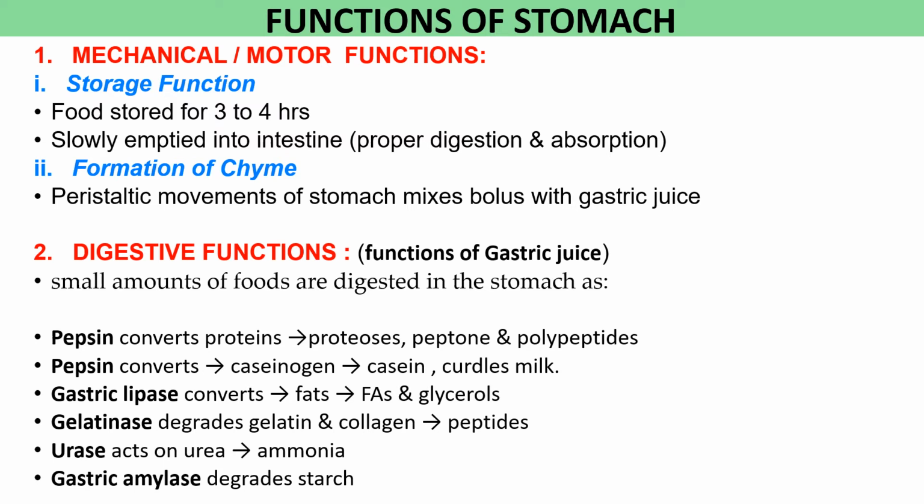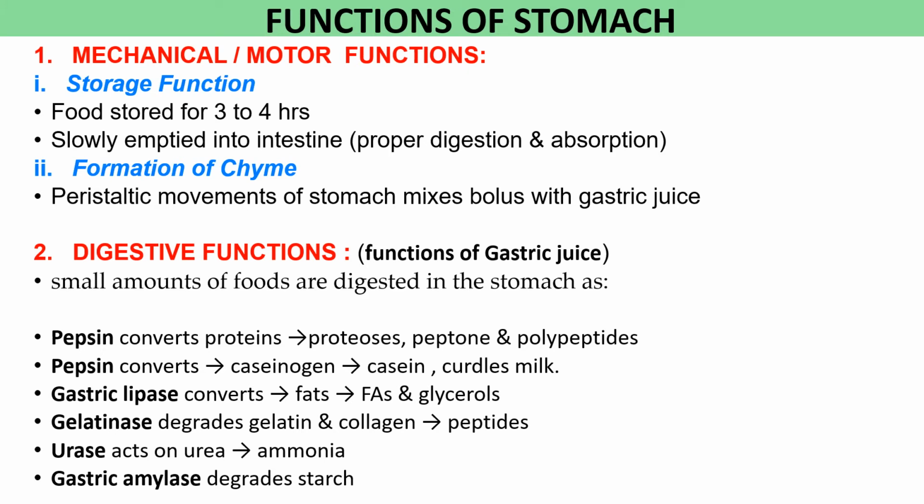In the stomach, pepsin, which is an enzyme released by the chief cells, converts the proteins. It helps in digestion of proteins. So this pepsin converts the proteins into smaller elements like proteoses, peptone and polypeptides. This pepsin also converts the milk protein caseinogen into casein.